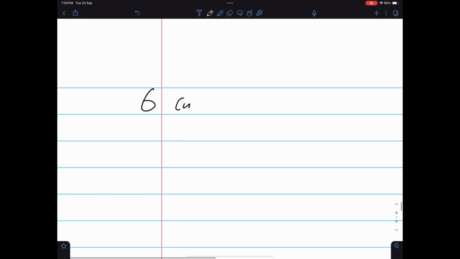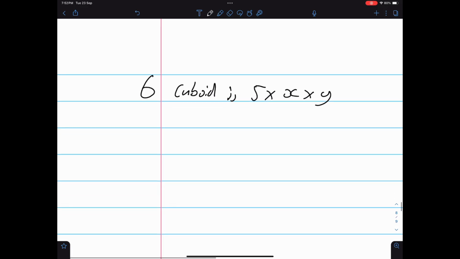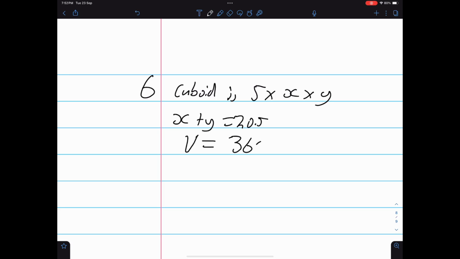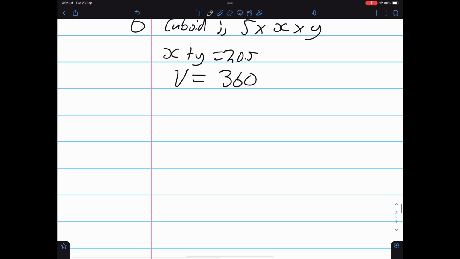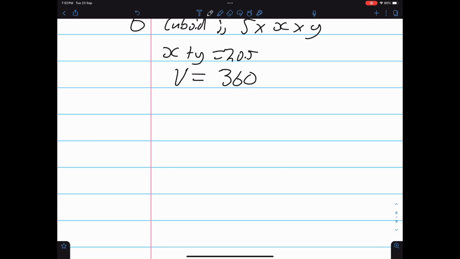Okay, cuboid is 5 by x by y. x plus y equals 20.5. Volume is 360. So we need to find x and y. So the volume of a cuboid is just the dimensions multiplied by each other. 5xy will equal 360. That means xy will equal 72.